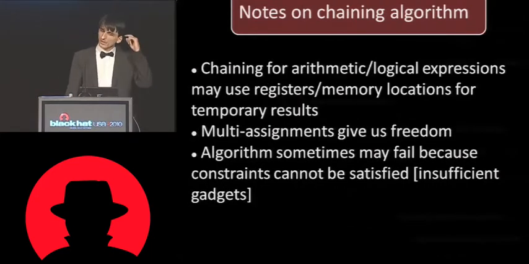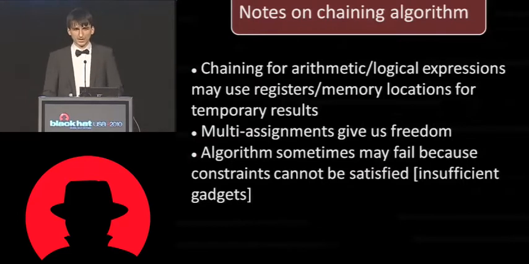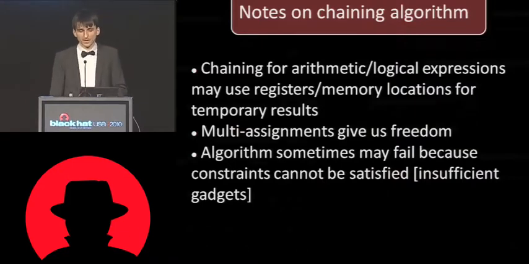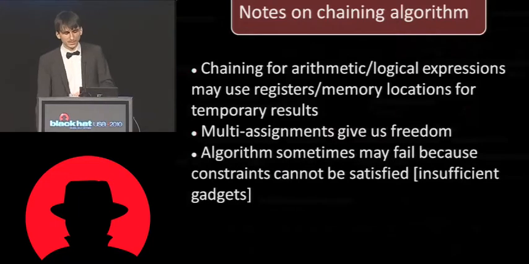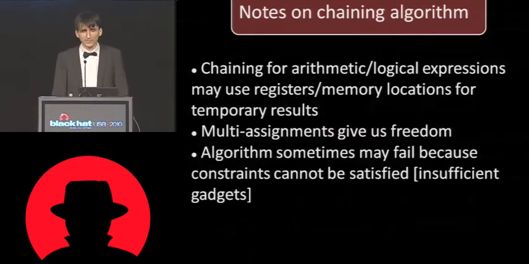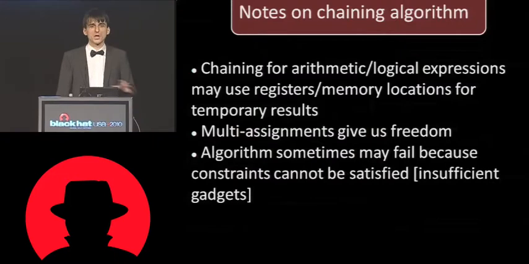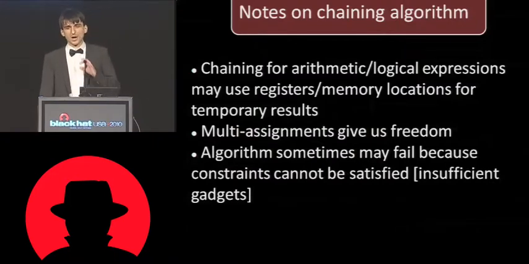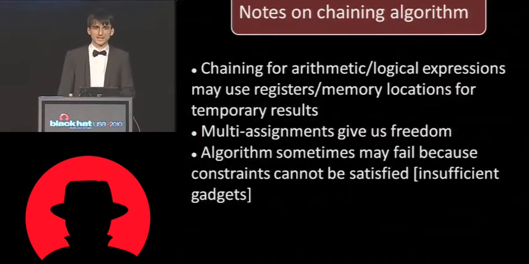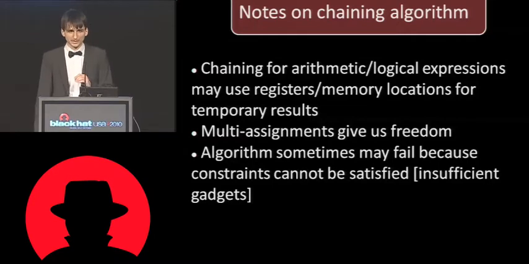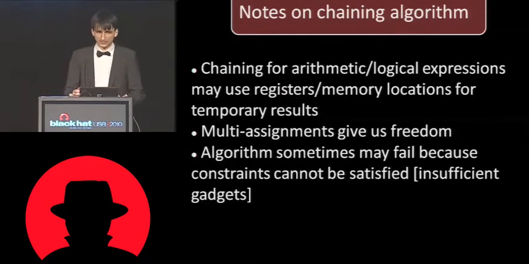Okay, so some notes on the chaining algorithm that we use at the moment. It obviously will use registers, but also memory locations as scratch for temporary results. The multi-assignments give us the freedom that we need. So without the multi-assignments, some of the demo programs that we have actually would not compile with the gadget sets that we have. But also, it is possible that the algorithm will fail, or let me put this a little bit more mildly, it will tell you that the program cannot be compiled as you've written it because the gadget set is insufficient.